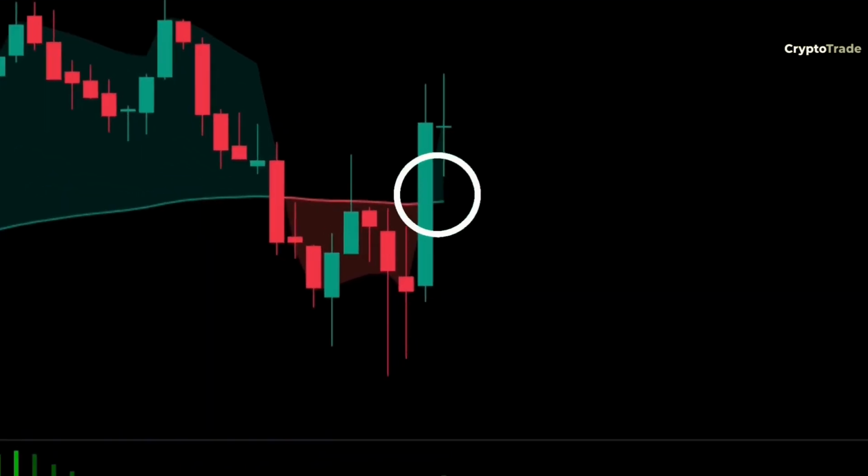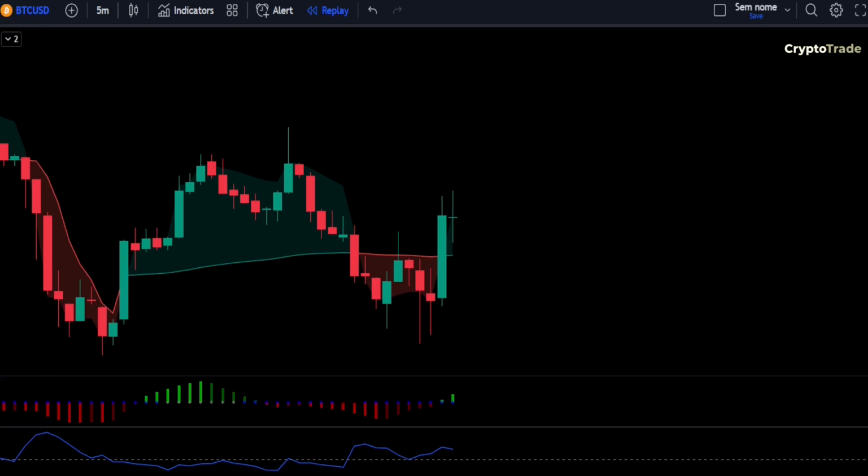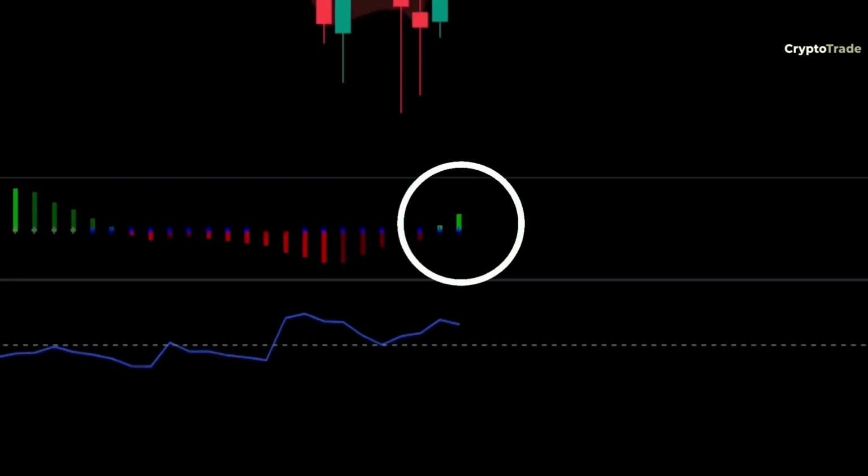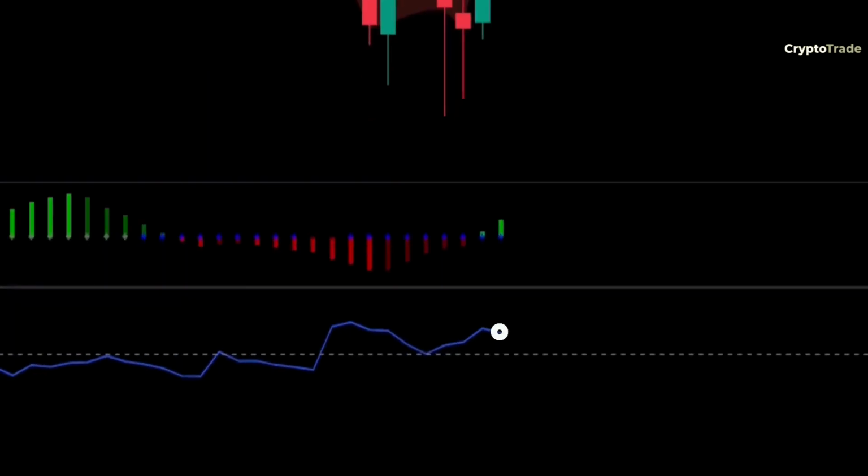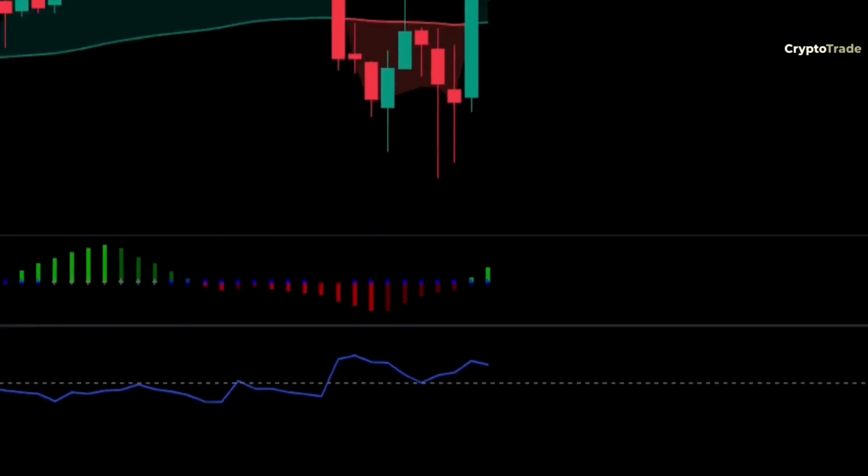The moving average converging line is green. The candle closes above the green line. The Squeeze Momentum indicator is green. The Volume Oscillator blue line is above the zero line.